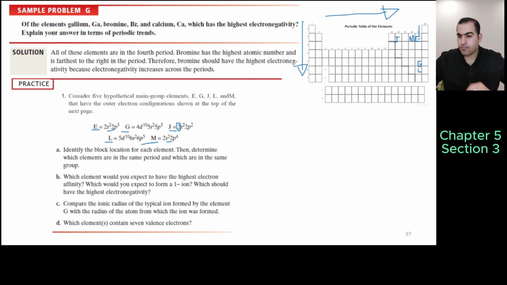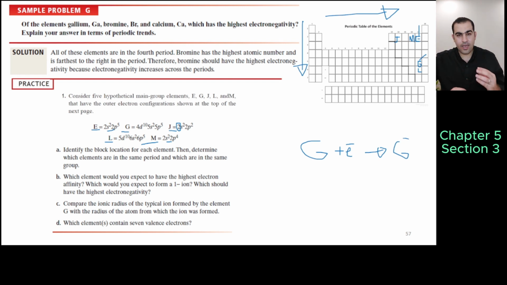G, where's G? Here. G is going to what? It's a non-metal, it's going to gain an electron. When G gains an electron, it becomes a negative ion, right? It has gained one electron. We learned that when an atom gains one electron, its size increases, right? So when G is an anion, its ionic radius is higher than its atomic radius. Why? When it's neutral, its size is smaller than when it becomes an anion, right?